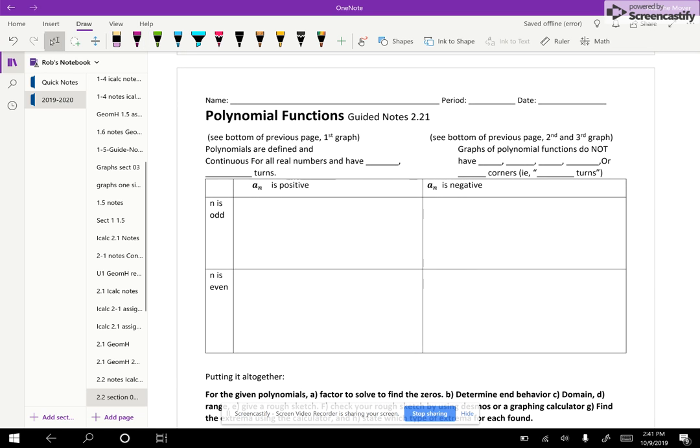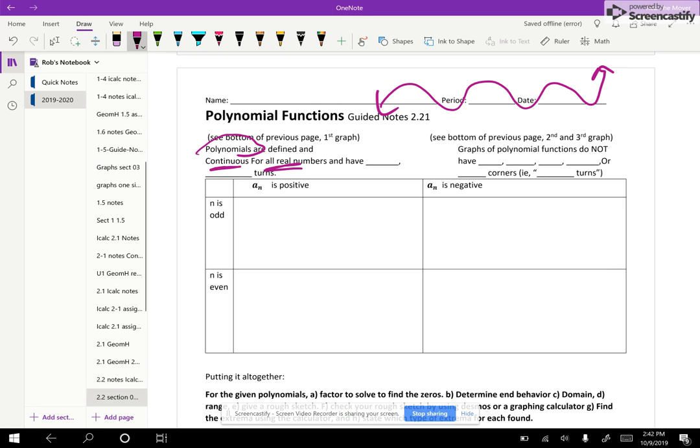Okay, I wanted to finish this last page in the notes. So what we want to do here is define what a polynomial is like. Polynomials are defined and continuous for all of the numbers in the domain. Any number we would choose would be continuous. We already talked about it being a smooth graph, right? And it doesn't stop. It doesn't have any holes, any asymptotes, anything like that.